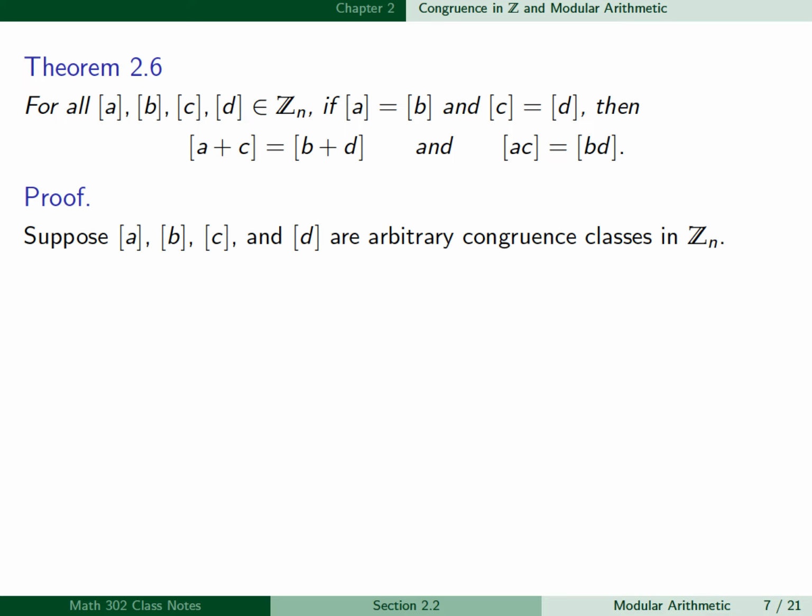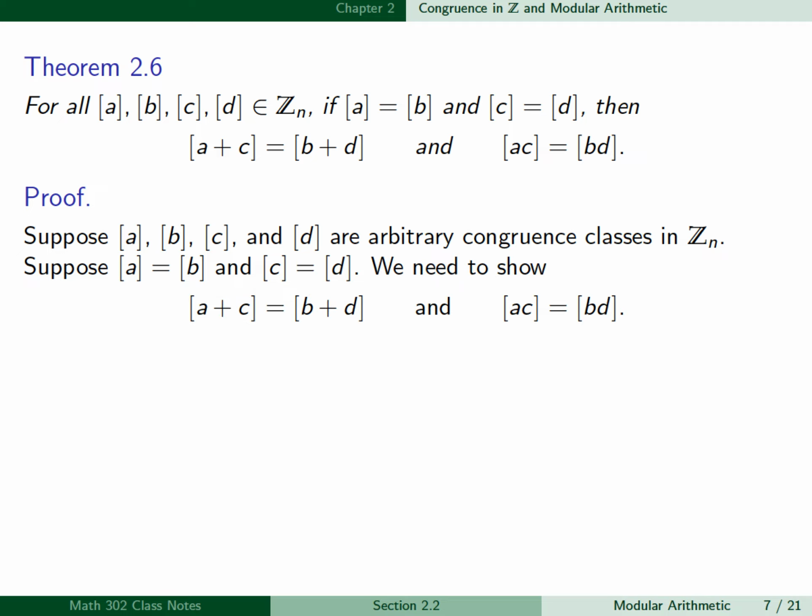So for our proof, we'll suppose the class of a, class of b, class of c, and class of d are arbitrary congruence classes in Z sub n. We'll suppose the hypothesis, the class of a is equal to the class of b, and the class of c is equal to the class of d. And we need to show the class of a plus c is equal to the class of b plus d, and the class of a times c is equal to the class of b times d.